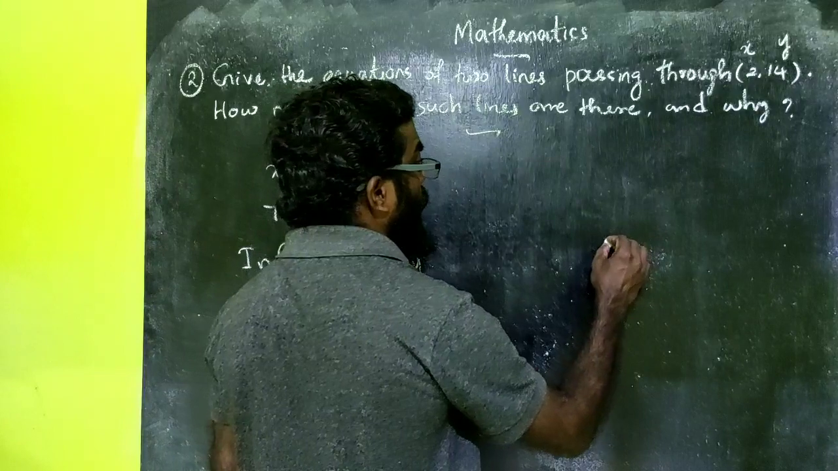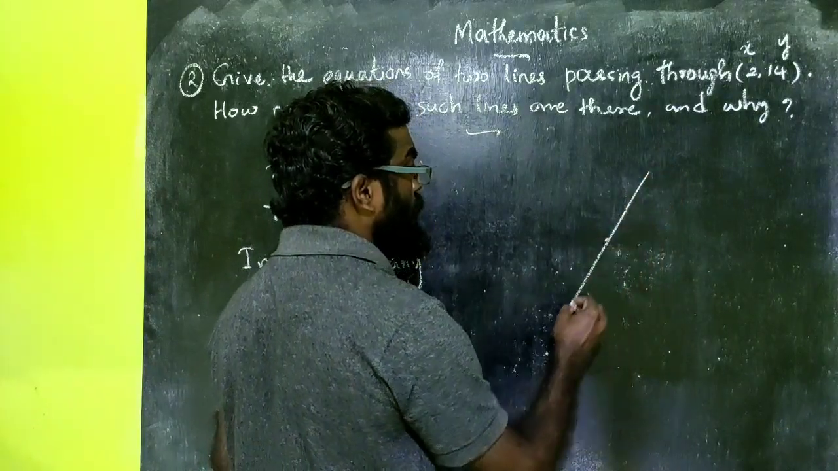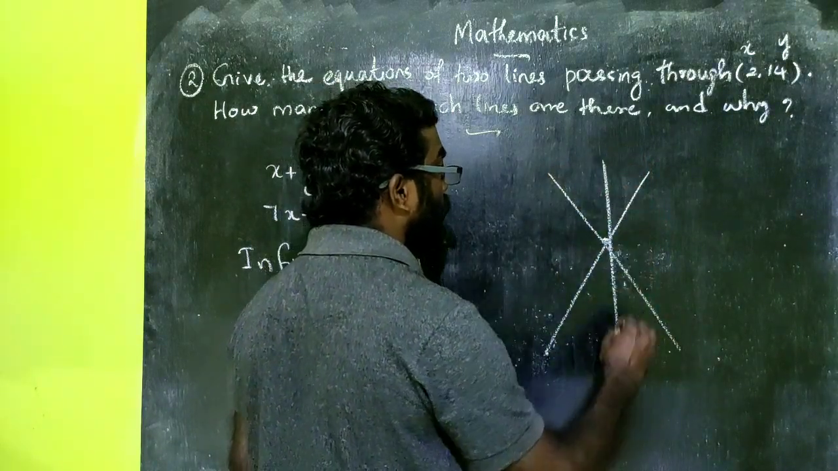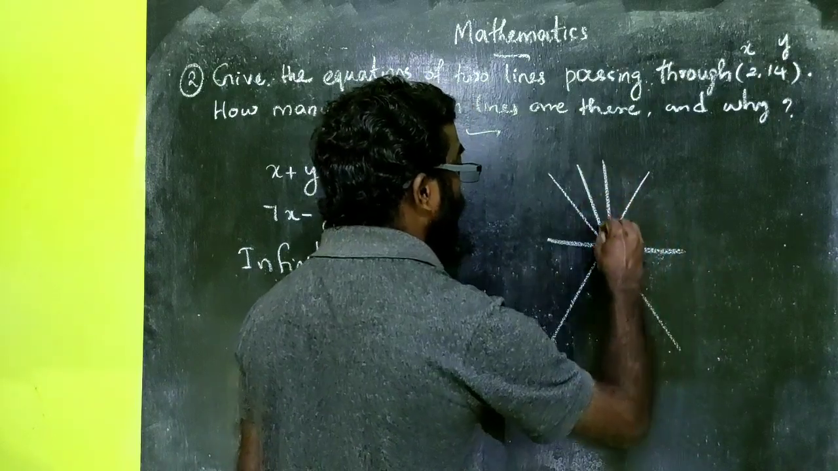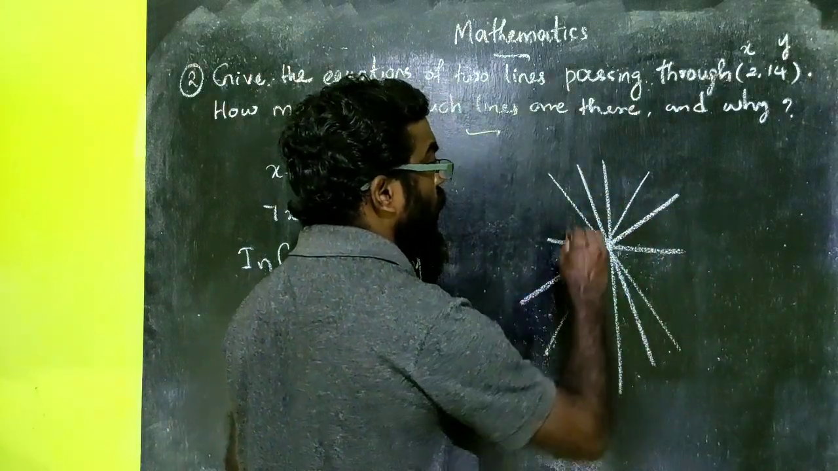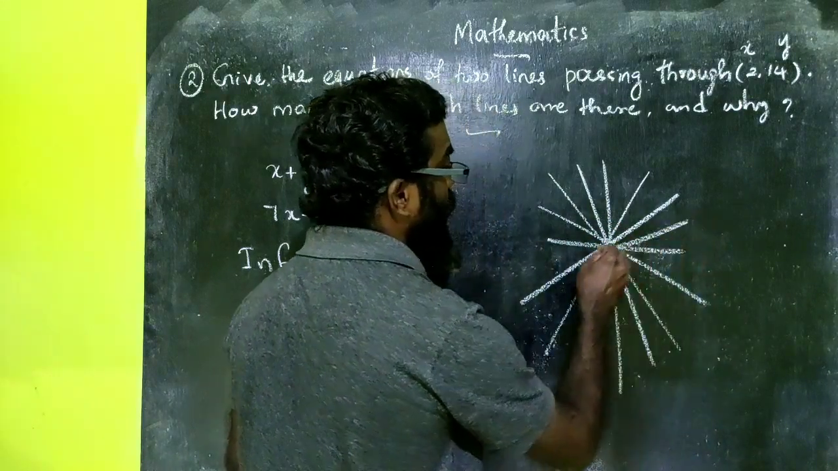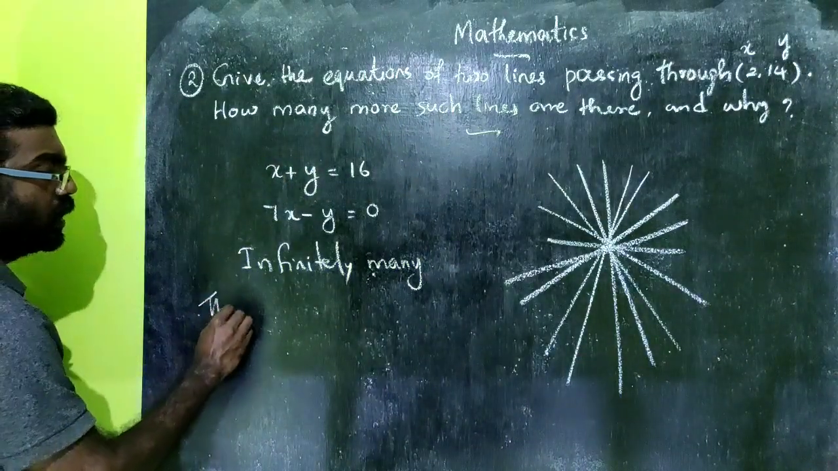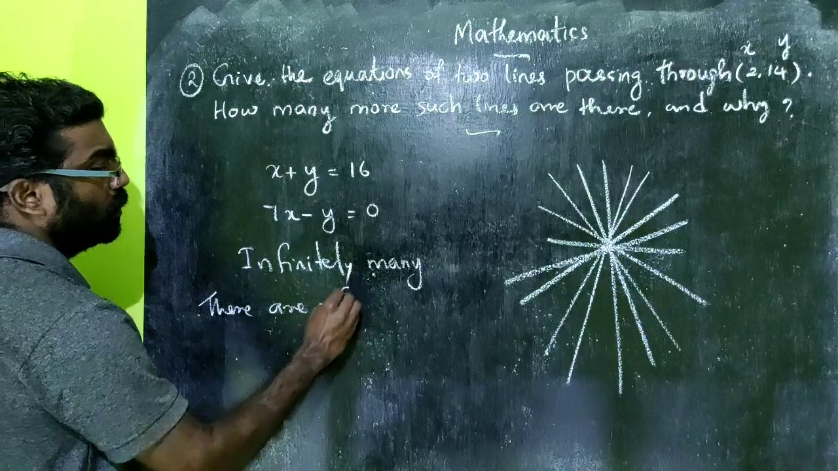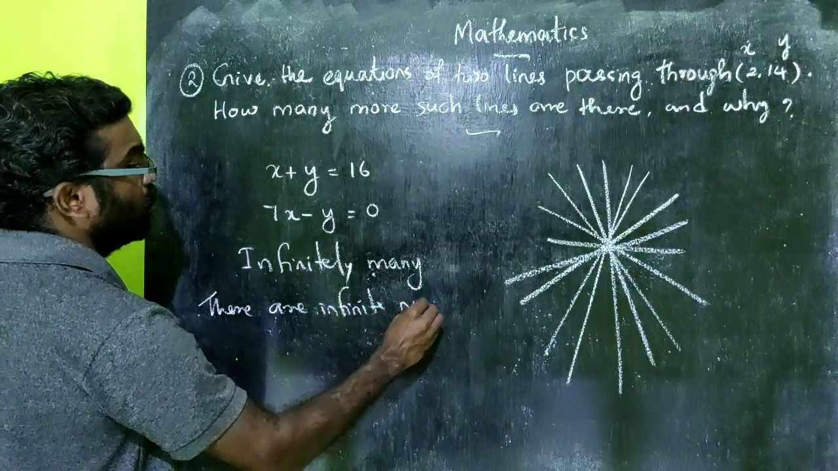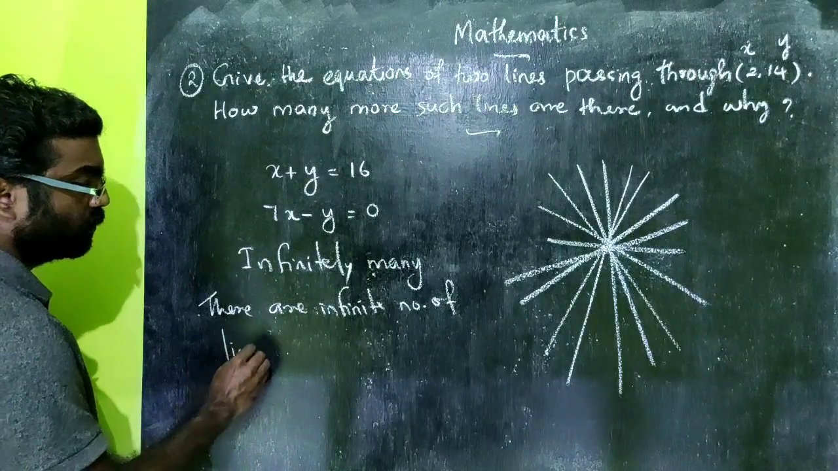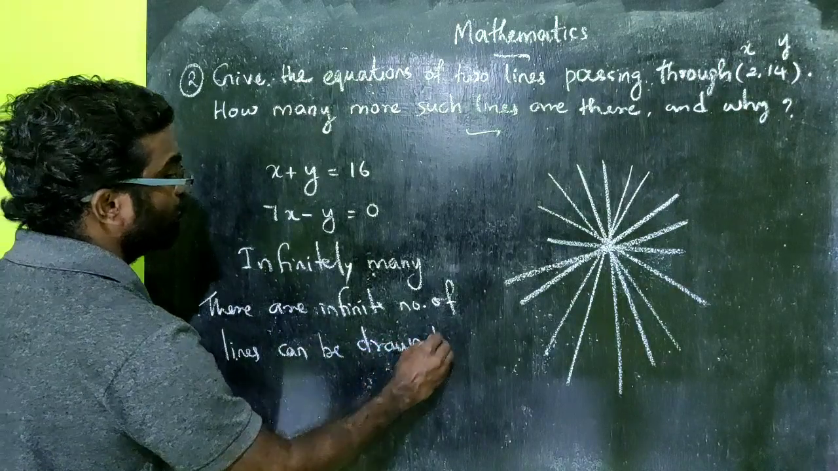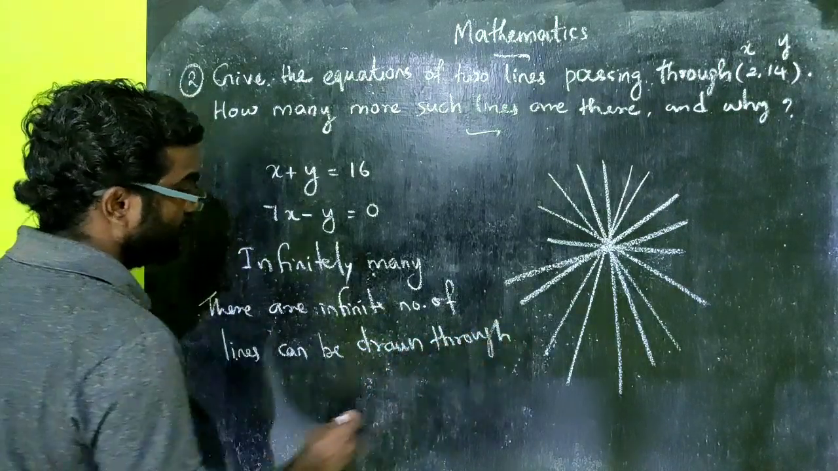So (2, 14) is a single point. We can draw infinite number of lines passing through a point. We can draw infinite number of lines which pass through a single point. That is the reason behind it. So we can write: there are infinite number of lines that can be drawn through a single point.